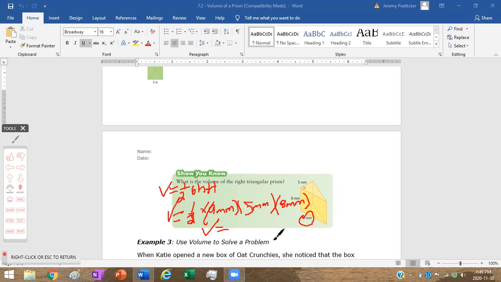These look like slightly nicer numbers. I might be able to do this in my head, but the calculator's going to be quicker, and you're allowed to use one of those. So 0.5 times 9 times 5 times 8. Volume is 180 millimeters cubed.